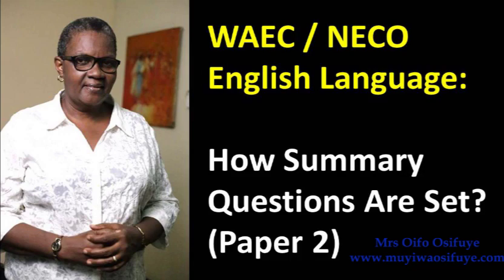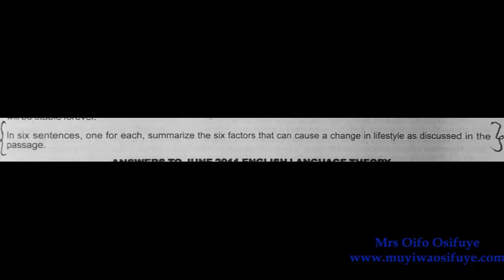Summary questions come in the following format. I will use 4 examples. But remember, you are to give your answers with reference to the passage that you have before you. The examples read: Example 1. In 6 sentences, 1 for each, summarize the 6 factors that can cause a change in lifestyle as discussed in the passage. Remember that you are given a passage. This is just an example of how the questions are asked.